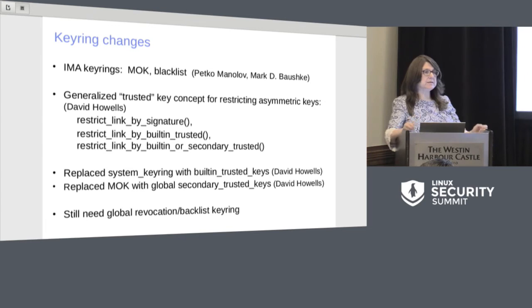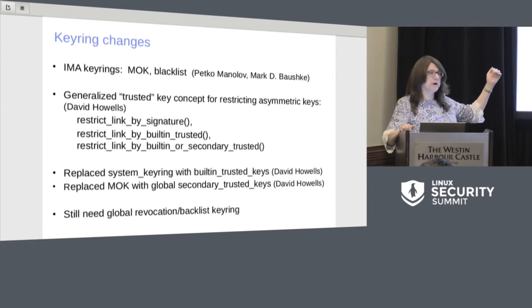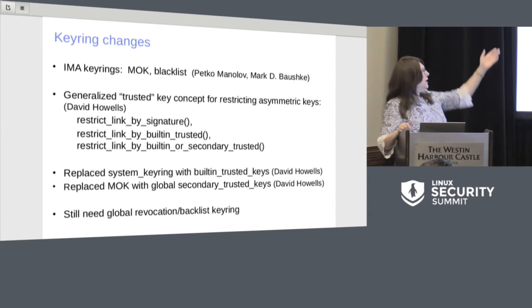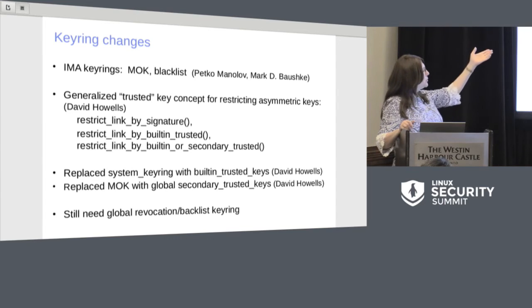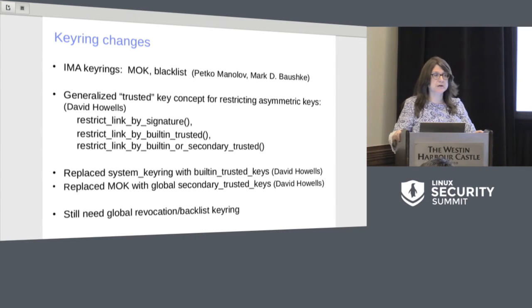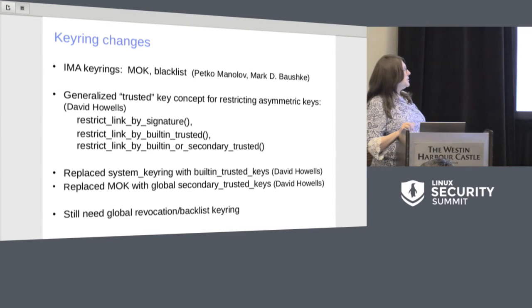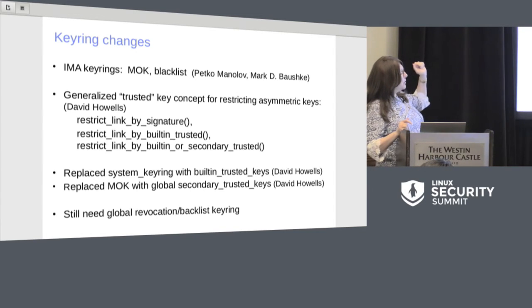And so this provides us a signature chain of trust all the way from the boot, from UEFI secure boot, all the way up to the running of the system. And we transition when we boot into this trusted keyring. And last year, Petko and Mark were talking about needing a secondary. So instead of calling it a MOK, we now have a keyring that can be trusted based on either the secondary keyring or based on the built-in keyring. Okay, the blacklist, there are some issues with. It's still in an experimental stage, and we're looking at how to do this properly at the global level. So it hasn't transitioned from the IMA keyring into the global.